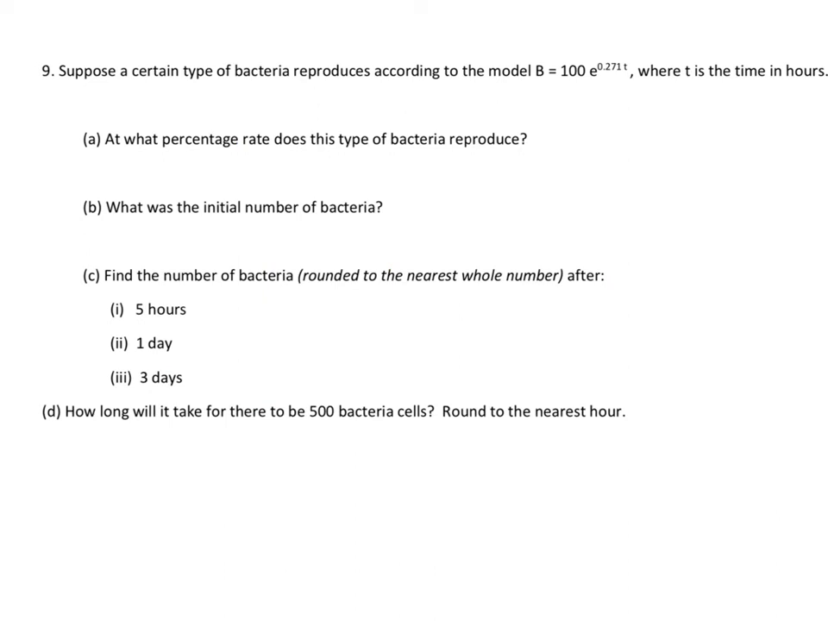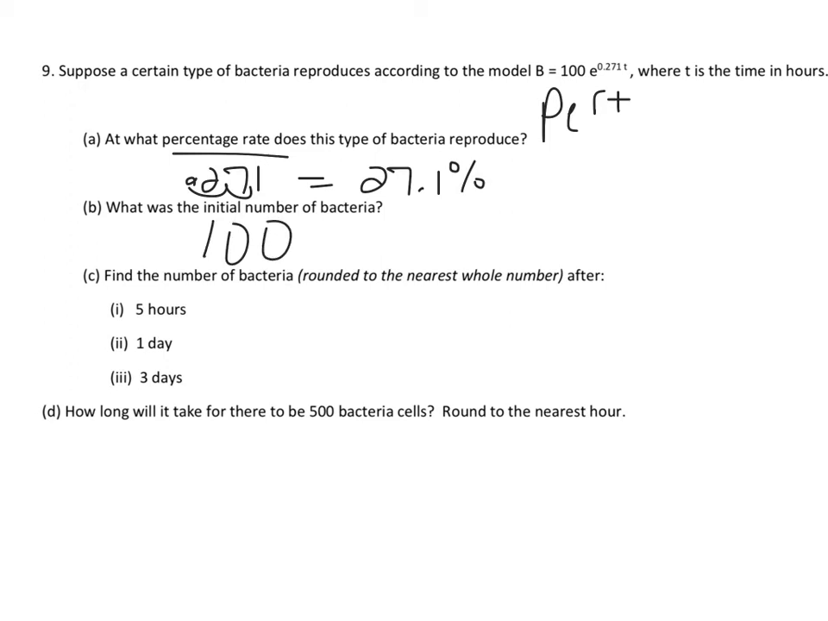Okay, so they ask you, suppose a certain type of bacteria, according to the model, where T is in hours. They want you to do the percent. So if you look at this formula, it's actually just P-E-R-T, Pe^(rt). If you want the rate that it reproduces, you just look at the exponent. It's 0.271, but to make it a rate, move it over. You're going to get 27.1%.